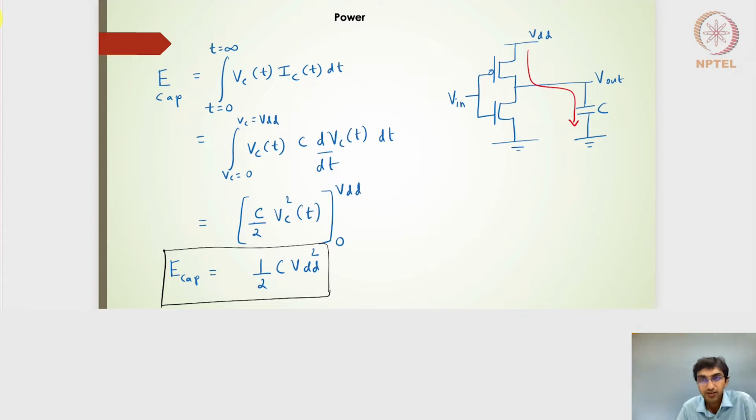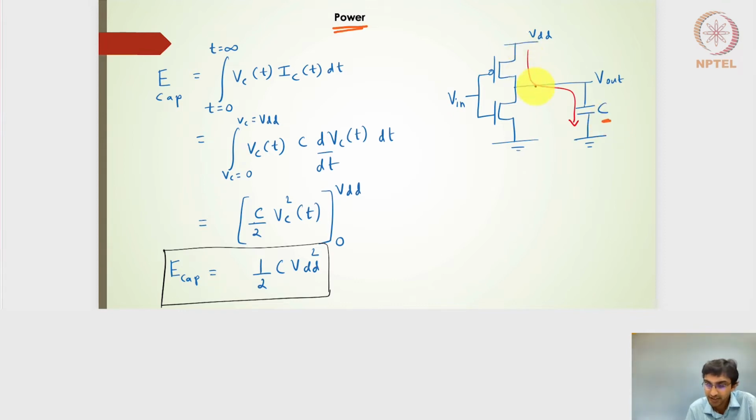Going forward, let's apply this to extract the power and energy parameters for our digital circuits. The most primitive digital circuit turns out to be the inverter. I have designed an inverter here with an input and a capacitance. It could be parasitics, or it could be an input capacitance coming from the next stage. So we can consider it to be a load capacitance C connected at the output node.